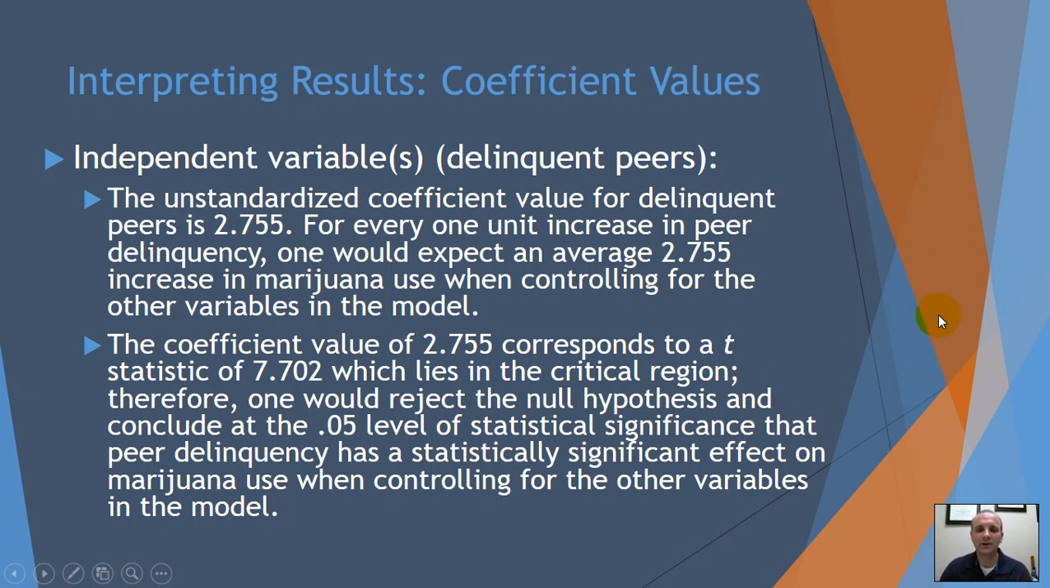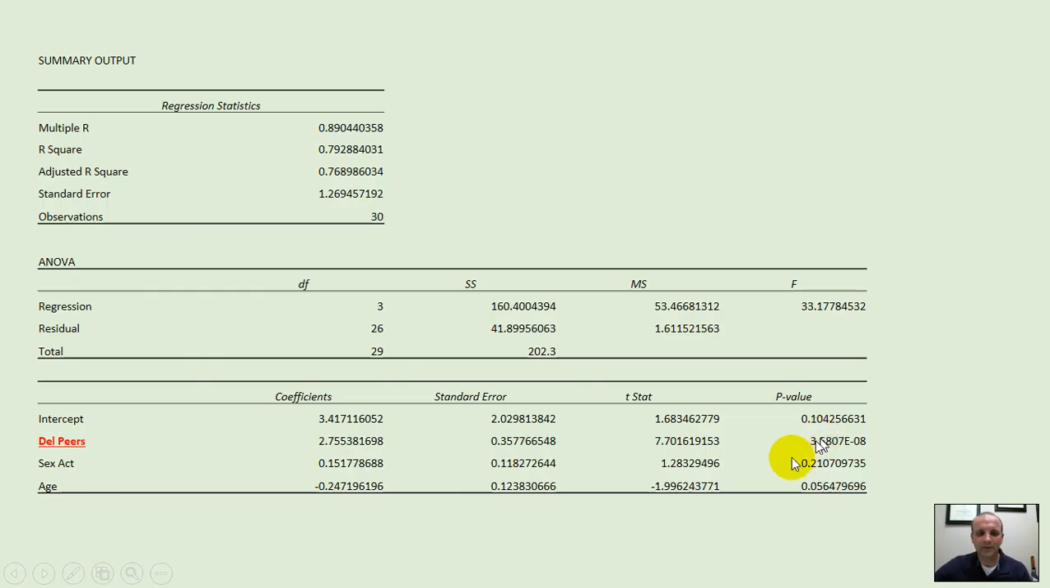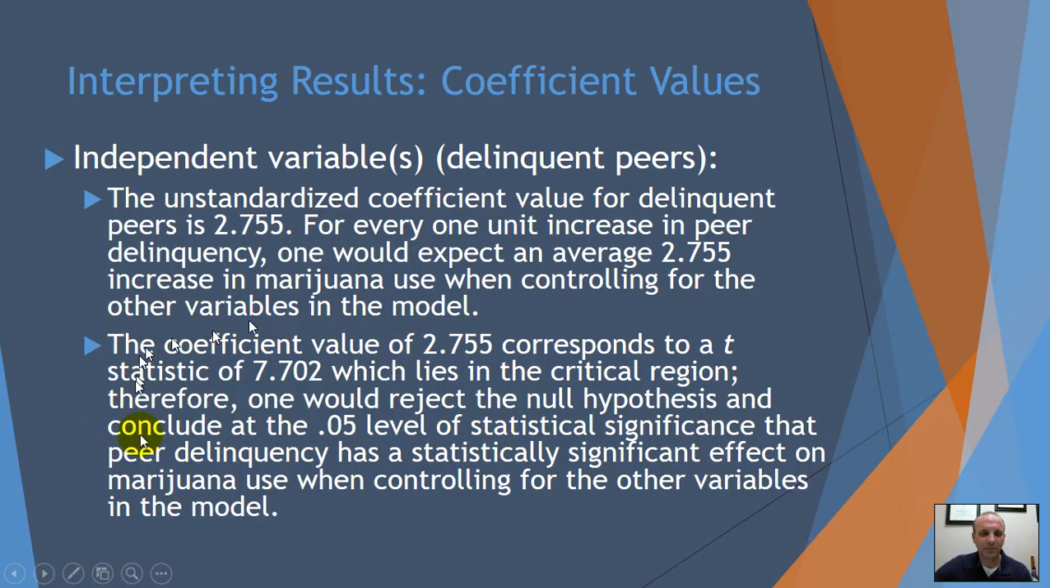So the coefficient value corresponds to a t-statistic value which lies in the critical region. Therefore, one would reject the null hypothesis and conclude at the 0.05 level of statistical significance that peer delinquency has a statistically significant effect on marijuana use when controlling for the other variables in the model. All right, this value is on average, and predictions aren't always perfect because there is error. There's error involved, and that's what the standard error is here. And we could interpret it even further and include that, but this is a perfect interpretation of that coefficient.